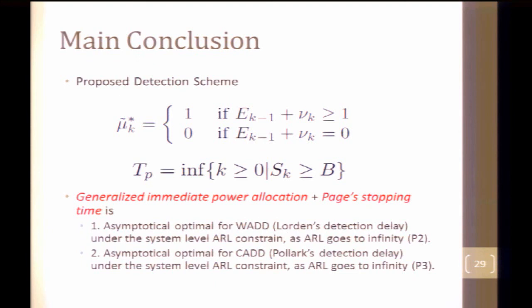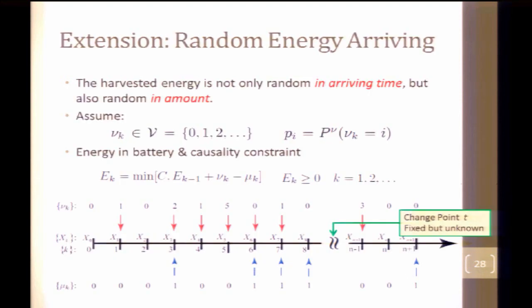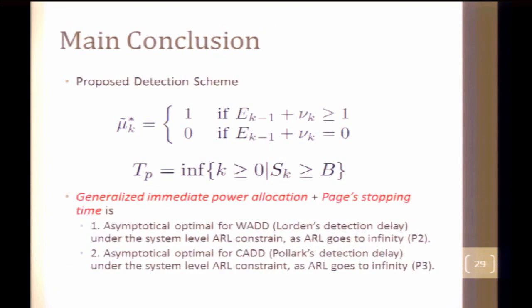And we also, so again here we still assume that the energy comes IID, but in fact our proof technique can be generalized to the case in which the energy arriving is a Markov process. This conclusion still holds.